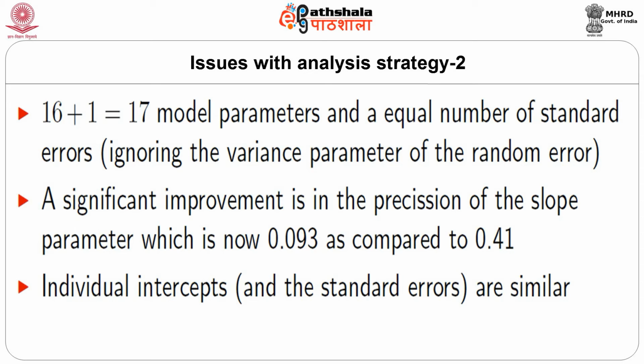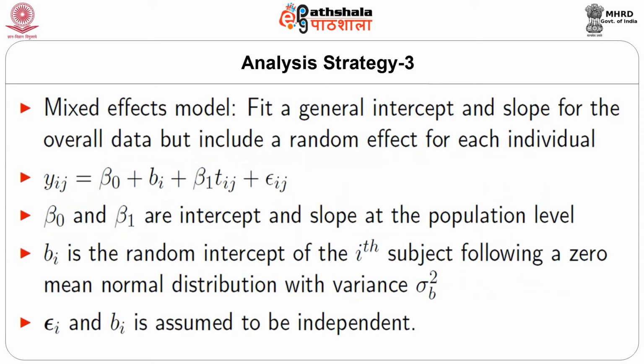Also there is a significant improvement in the precision of the slope parameter, which is 0.093. This can be obtained using the summary function. It's not printed here, but if you print the summary function you would see that the standard error comes out to be 0.093, which is much better as compared to 0.41. So this is a significant reduction. And if you see the values of the individual intercept from the first model and this model, they are similar.